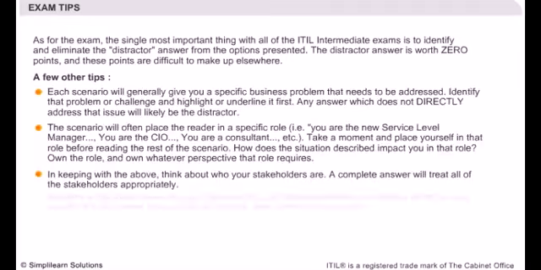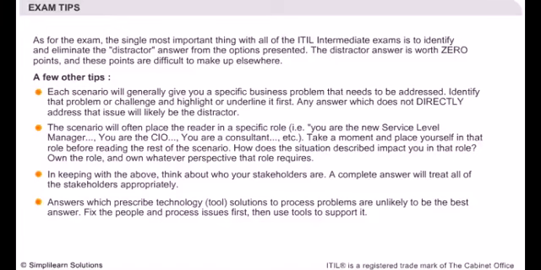Here are a few exam tips that will help you overcome the examination as well as score a good pass percentage. Please take a few minutes to learn about these tips on the slide. Once you have completed the exam tips, move to the next slide on the Service Strategy course outline.